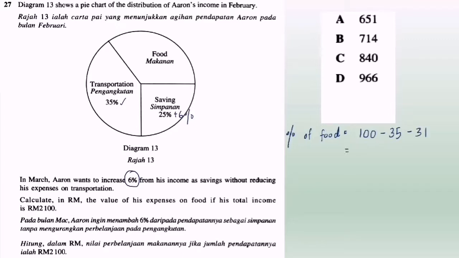So it equals 34%. After that, we need to calculate the value of his expenses on food if his total income is 2,100. So 34 over 100 times 2,100 equals RM 740. So the answer is B.